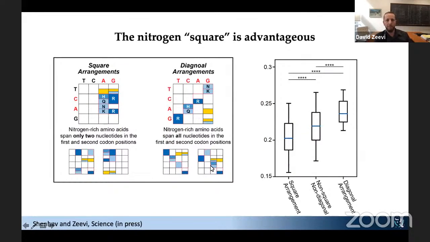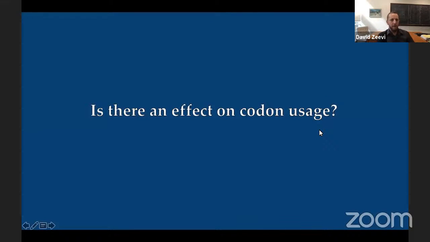And indeed, when we compared all square arrangements, and this is also, for example, a square arrangement, a topological square, to all diagonal arrangements, we see that square arrangements are more conservative in nutrients as compared to diagonal arrangements and all other arrangements. Finally, in these cases, we mutated the first and second position of the genetic code, and we wanted to see if there is some effect on the third position as well.